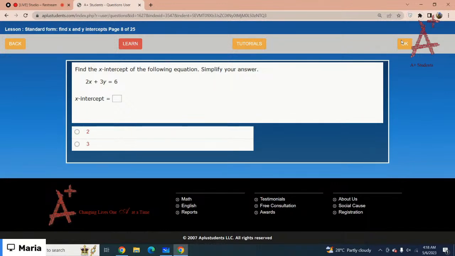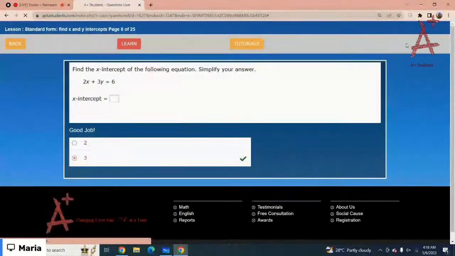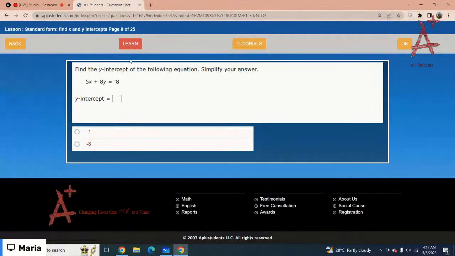You have to calculate the x-intercept. You have to put y equals 0. That means x equals 3. So the correct option is 3. Okay, you can complete the test by yourself later today. Let me just move on to the next lesson.